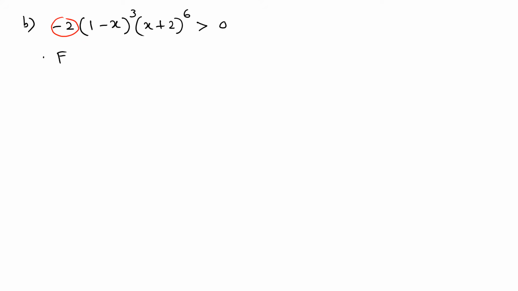So the first step is always factor. That's already done. So we're going to go with the zeros. The zeros are x equals 1 and -2. Those are the two zeros, 1 and -2, and then we're going to go with the sign diagram. So again, we mark the two zeros.